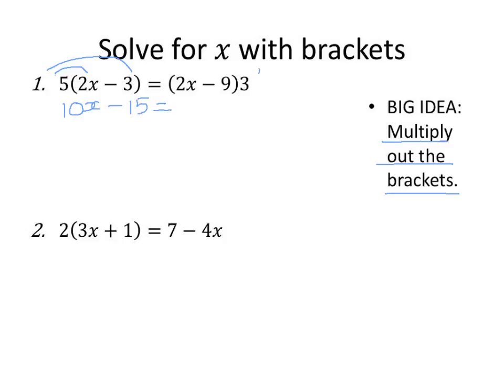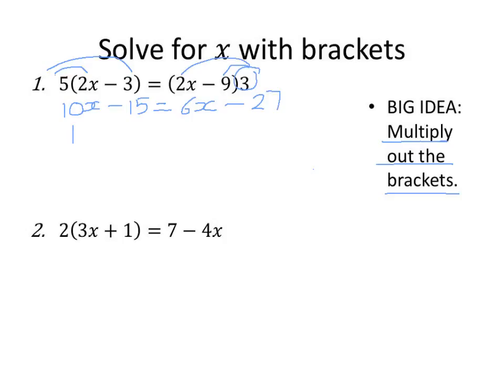This one over here has 3 sitting on this side, but it's still what is right next to the bracket. So what's right next to the bracket? Multiplied by each term inside the bracket. 3 times 2x is 6x. And 3 times negative 9, again a positive times a negative is a negative. 3 times 9 is 27.